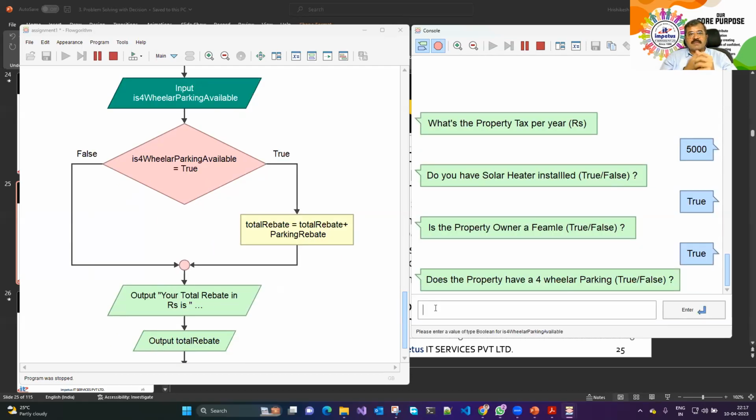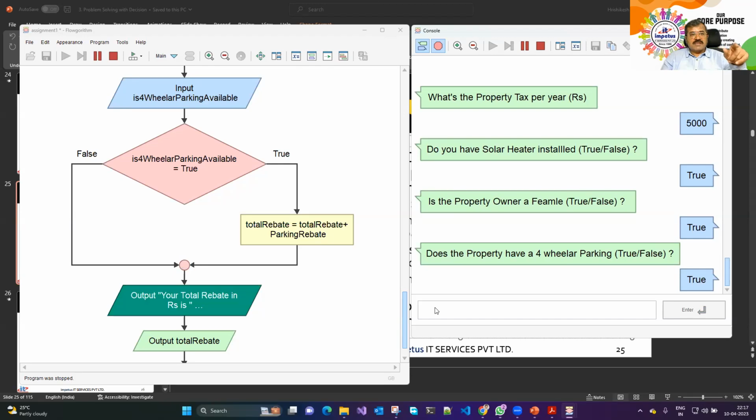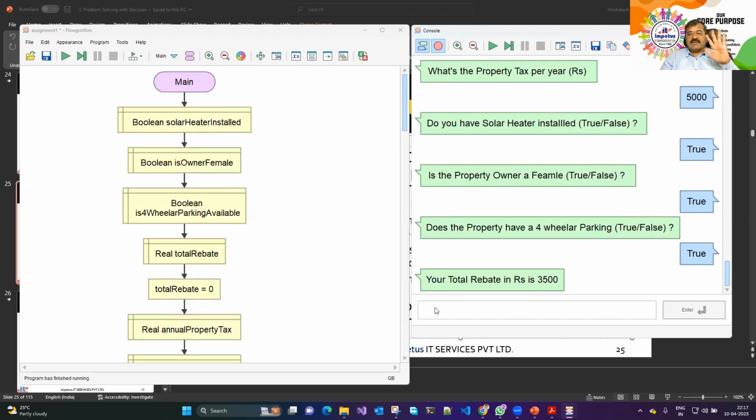Okay. Asking, does the property have a four-wheeler parking? I say true. See the flow, how it is checking. So we need to take all the inputs so that all the paths are being checked. So now this path is also being checked. If condition is true, so that has been added. And total rebate is now 3,500. So let's check whether 3,500 is correct or not.